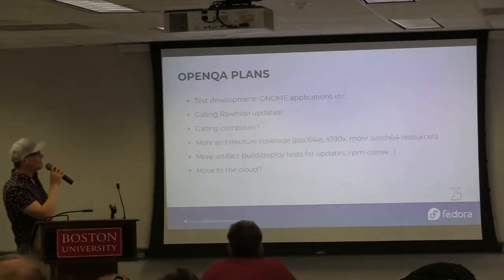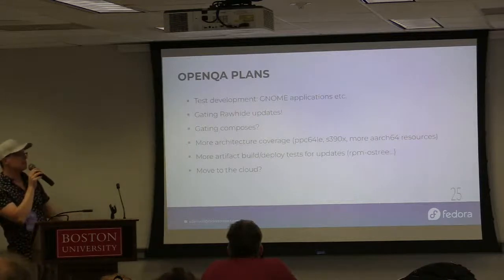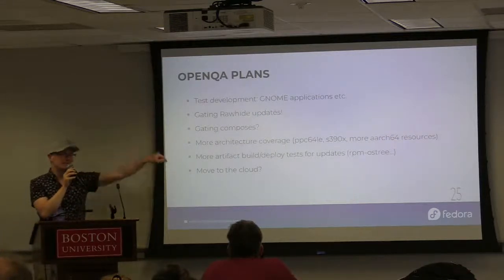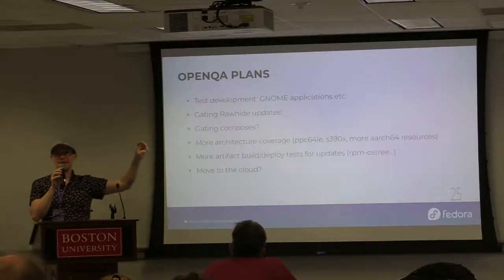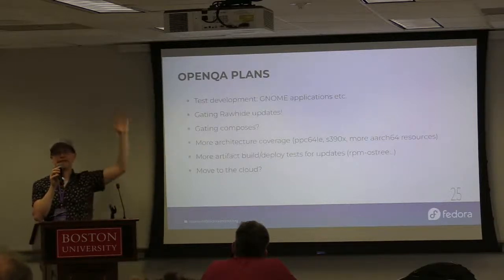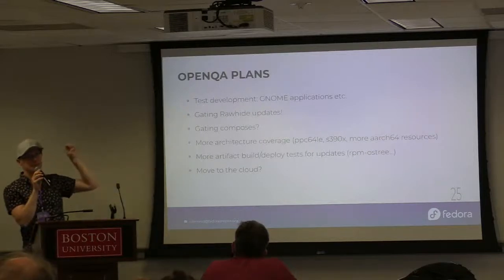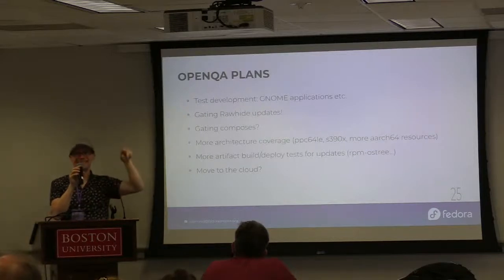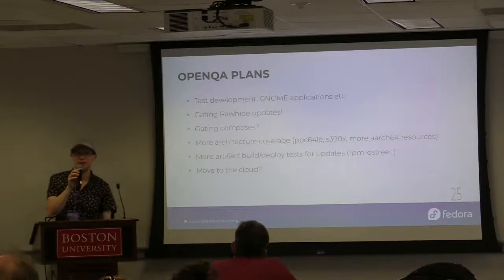Miller. Gating composes has been on the wish list forever, and it would actually be less important if we gated rawhide updates, which is why it has a question mark next to it. One of the old ideas was that instead of publishing any compose that succeeded, even if it was really broken, even if the OpenQA tests for it are like 90% red, we would just not publish it. So the compose would exist, but when you hit the public mirrors for rawhide or 37 or whatever, you would not get that content because we know that content's bad.